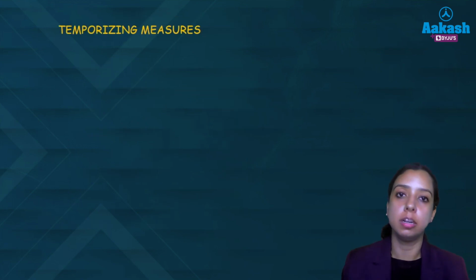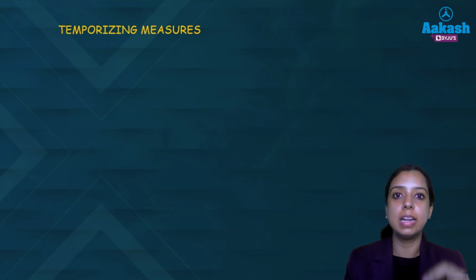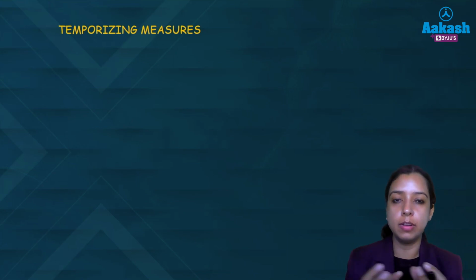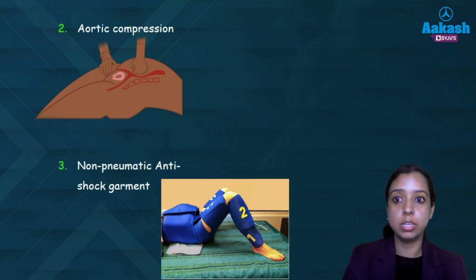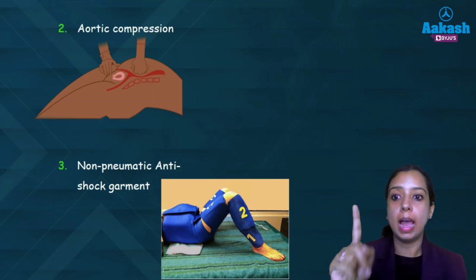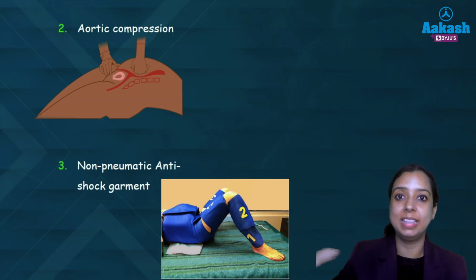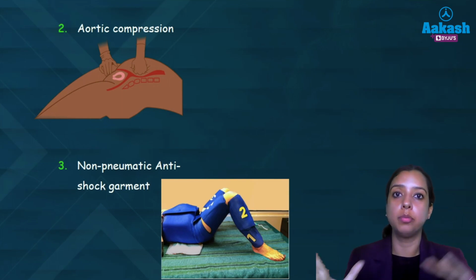Now, if these conservative measures do not work, then you have to go for surgical management. But before surgical management, before you take the patient to the OT, you need to do certain temporary measures, called temporizing measures. The aim of temporary measures is that they will not control PPH. They will just, for the time being, direct all the blood which is going into the pelvis towards the heart. That's what the temporary measures do. 3 temporary measures: bimanual compression, like this, aortic compression just above the umbilicus towards the left, and the non-pneumatic anti-shock garment. These 3 are used, then the patient is transferred either to a better facility or to OT. These are the 3 temporary measures.